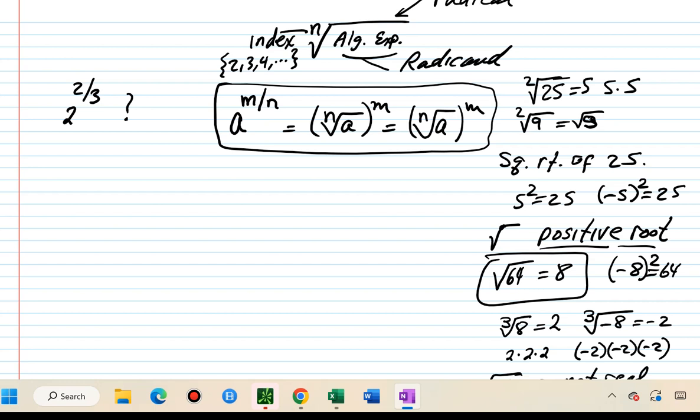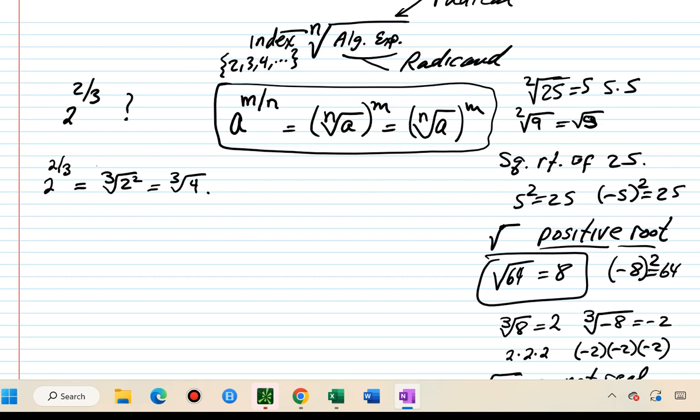Now, this is the key relationship that connects rational exponents and radicals together. Using this notation, I can rewrite 2 to the 2/3 using radical notation. a is 2. The index, which is the denominator n, is 3. So I'm looking at the cube root of 2 squared. That would be the cube root of 4. And we're going to leave it like that.